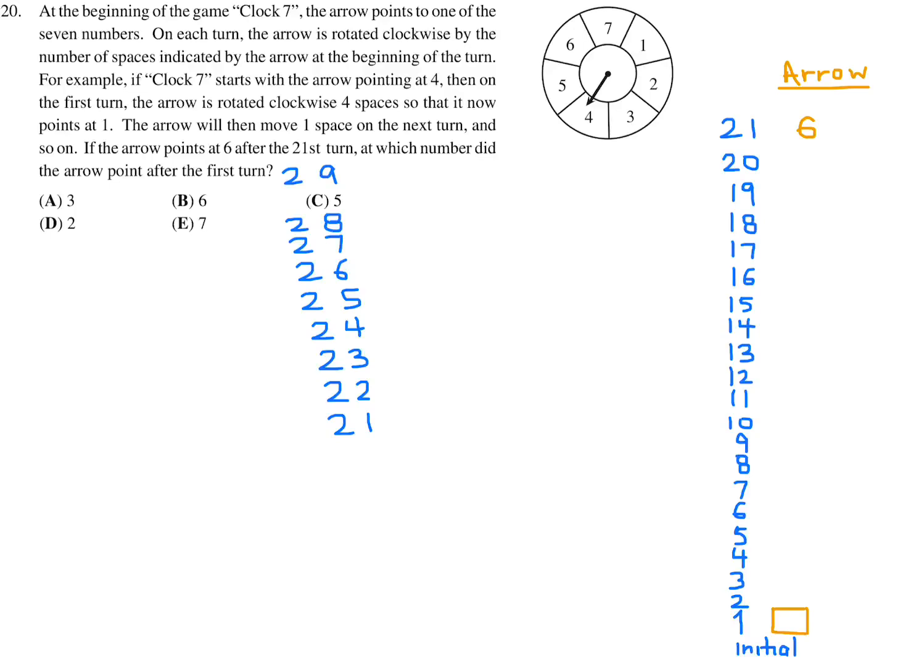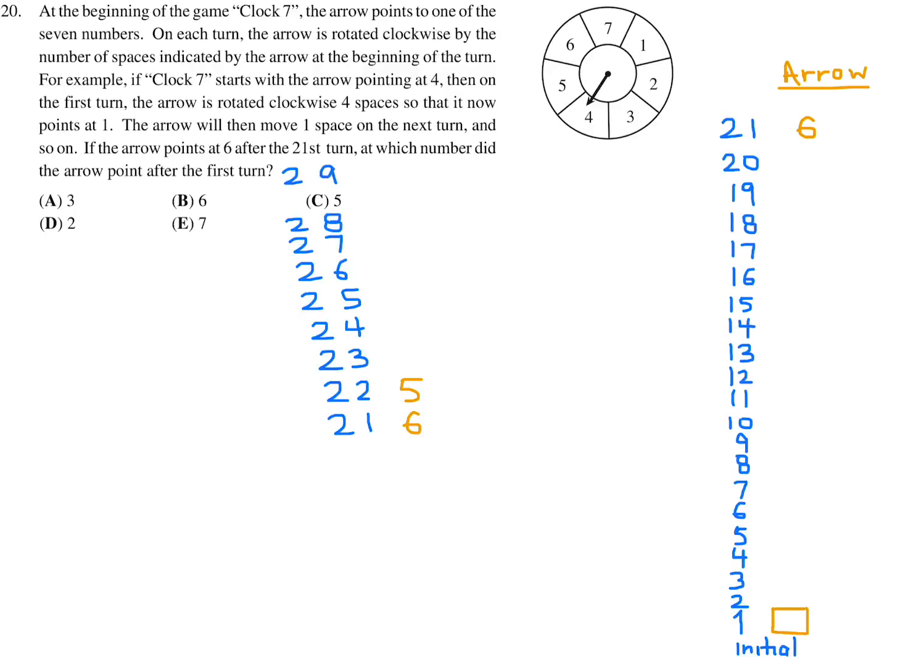What I do know, the only thing I know, is that after the 21st turn, it's at 6. That means that because you're here, you've now got to move 6 times to get to the next number. 1, 2, 3, 4, 5, 6. So after the 22nd turn, I'm at 5. Let's continue this process and see if we get some sort of a pattern.